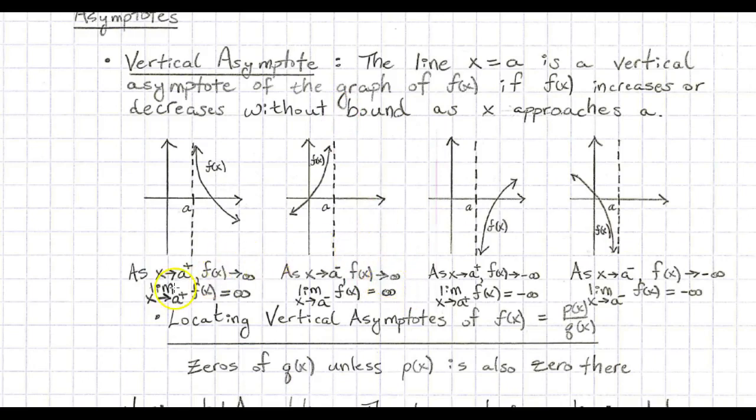In calculus, you'll see this as limit notation. You'll see the limit as x approaches a from the right of f of x equals infinity, and the limit as x approaches a from the left of f of x equals infinity in this picture. Likewise, you can see how that notation works for both of these examples where f is shooting down towards minus infinity.